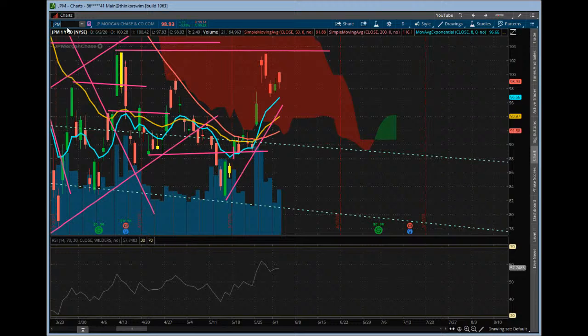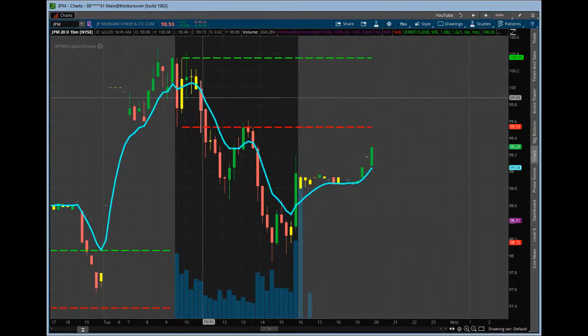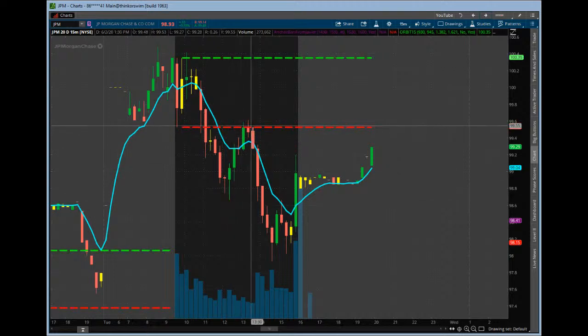JP Morgan was on the bearish radar today too. It did get weak for a little bit. Double inside 15 down. It got below the 15 ORB, retested the 15 ORB low, and then pushed its way down again. And then, of course, it's up after hours with the rest of the market.